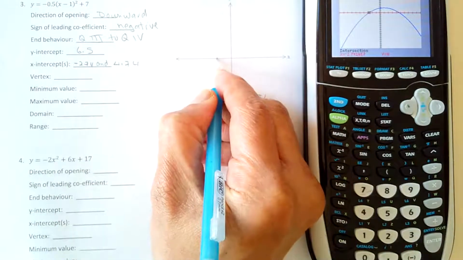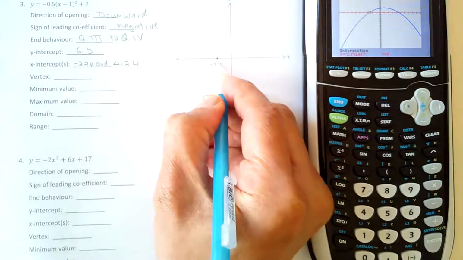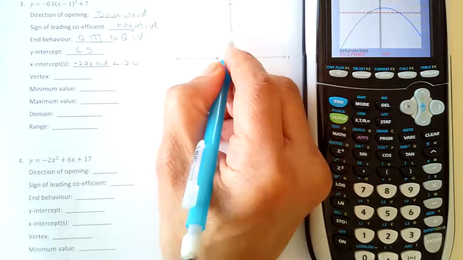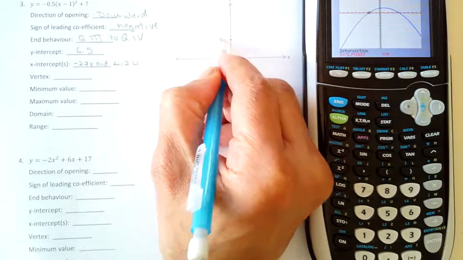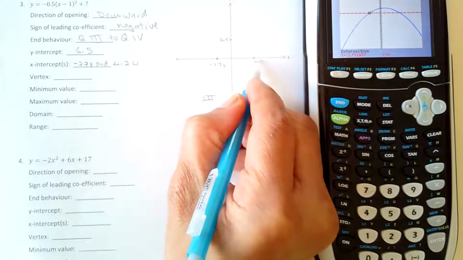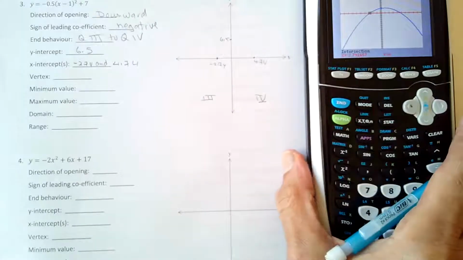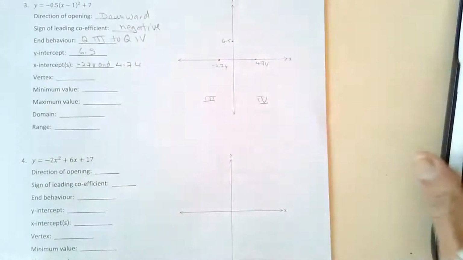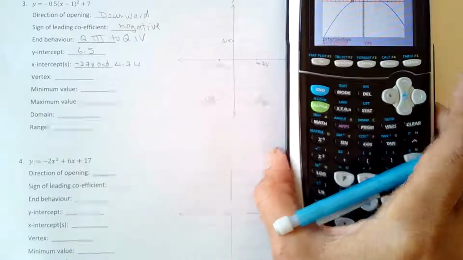So here we have a y-intercept of 6.5, and we have 4.74. So let's do our sketch. We need to find a vertex. So I'm jumping the gun here.